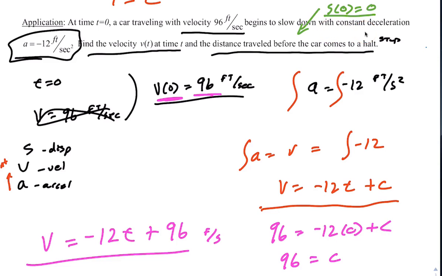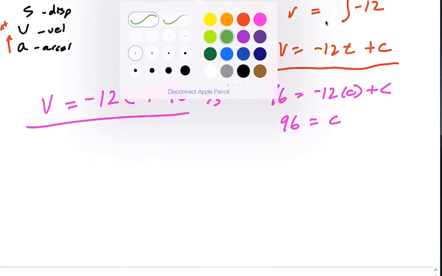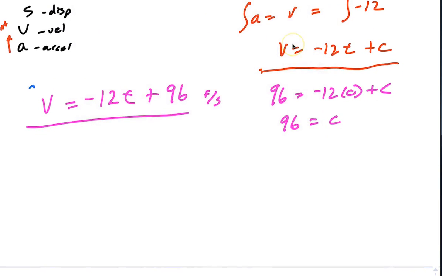Now stopping, remember a little review. When is a particle at rest? When the velocity equals 0. So we're going to use both of these to solve this. So first, let's come up with the displacement equation. So we have to integrate this to get my displacement equation. The integration of velocity is displacement. That's equal to the integral of this.